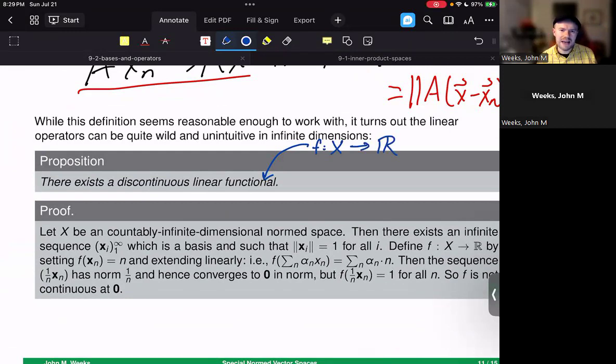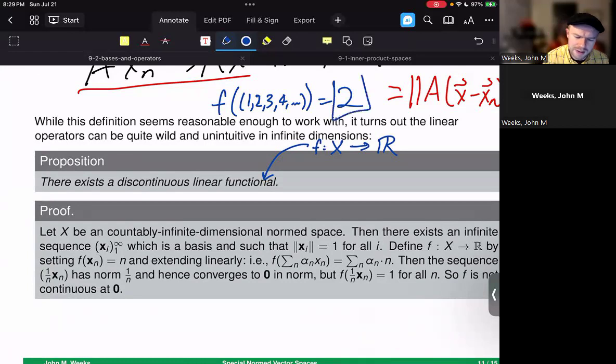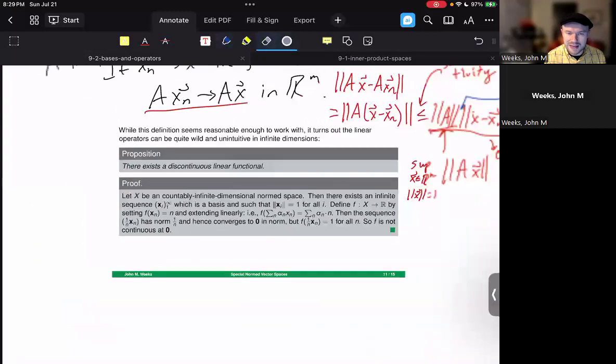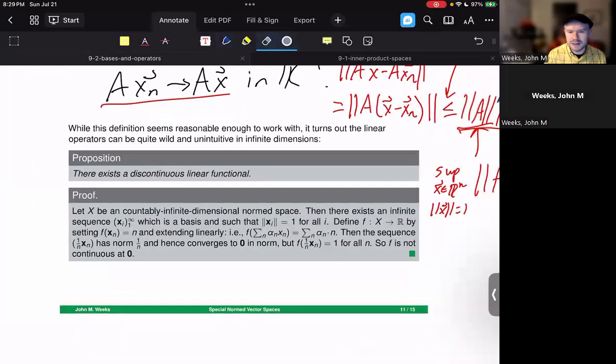This is an example of taking a vector and giving me a real number. An example of this might be something like f of a sequence 1, 2, 3, 4, and so forth, which just gives me the second value. And this is an example of what one of those linear functionals might look like. It's something that goes from a vector space and just gives you a real number out of it. But there exist linear functionals that are discontinuous, that do not have a notion of continuity to them.